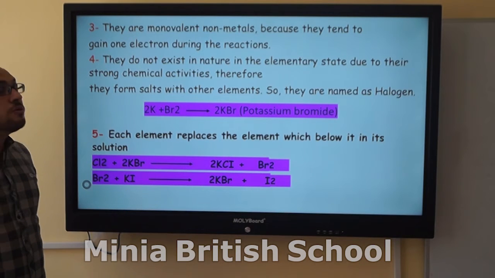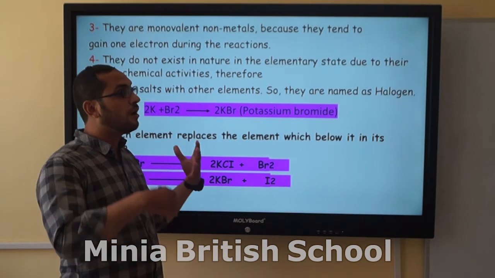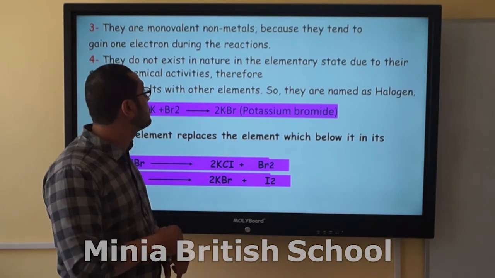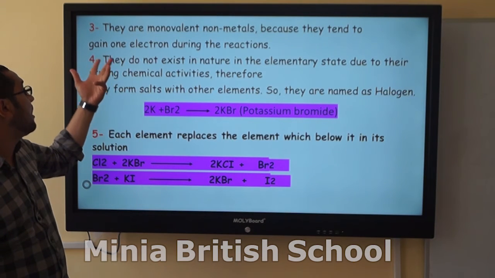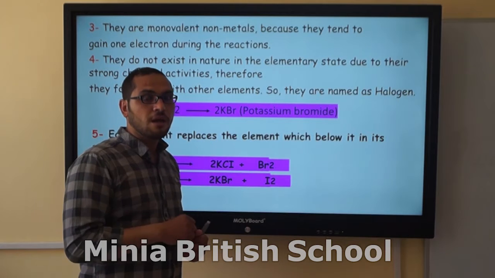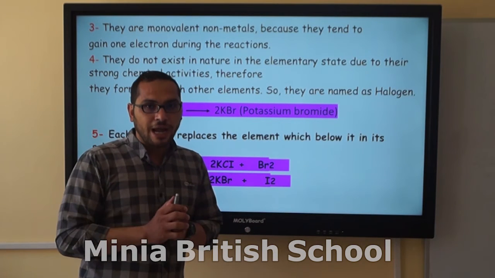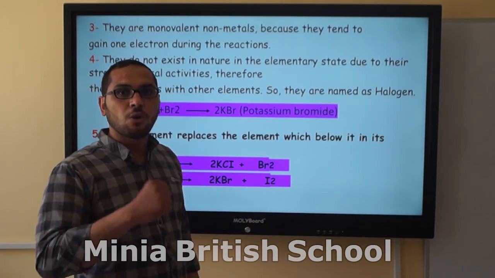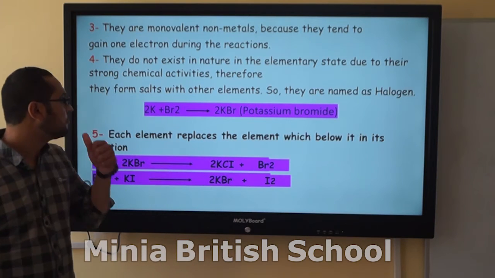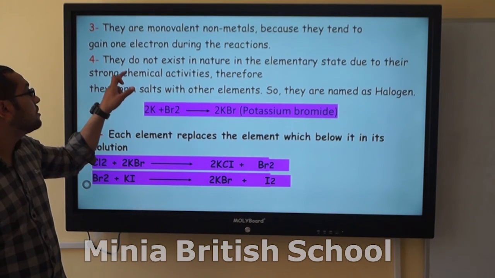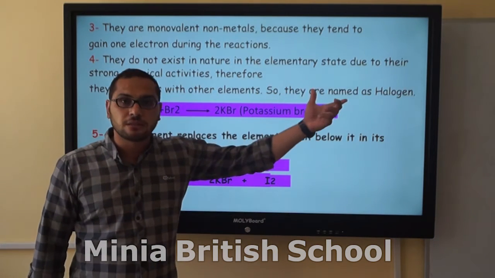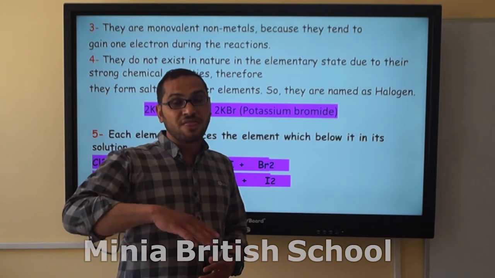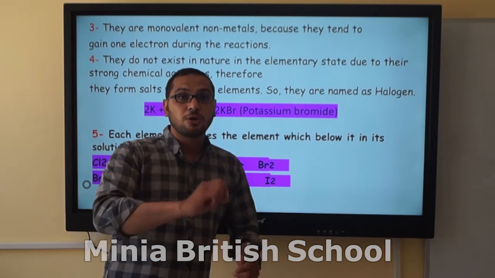They are monovalent. Why? Because in their outermost energy levels they have seven electrons, and they tend to gain one electron during chemical reactions, so each of them carries one negative charge. Also, they do not exist in the natural elemental state, because they combine with other elements forming chemical compounds.